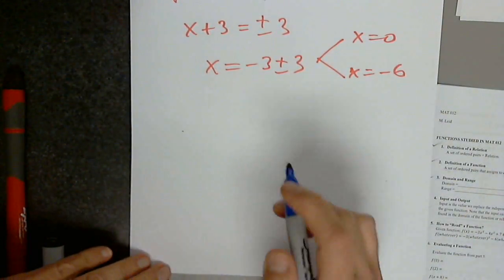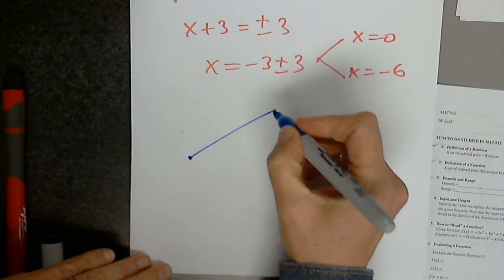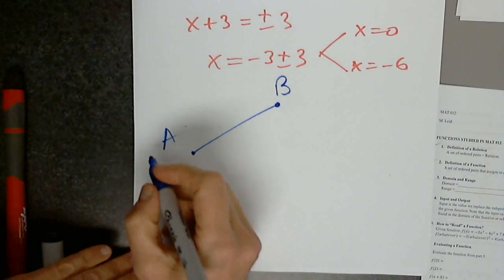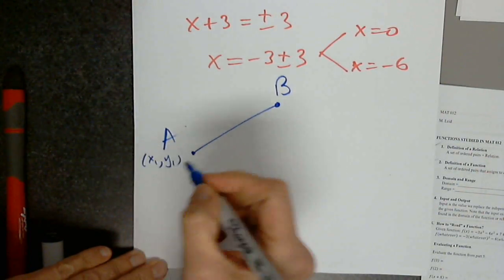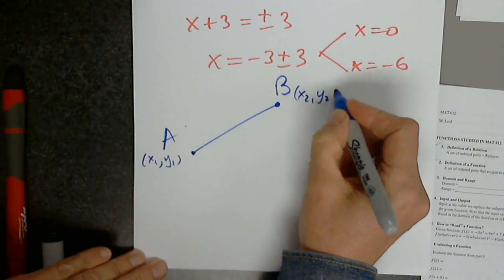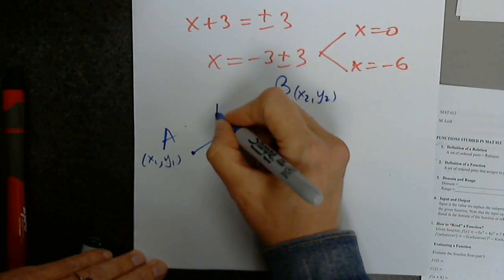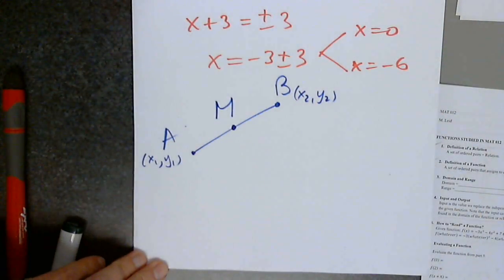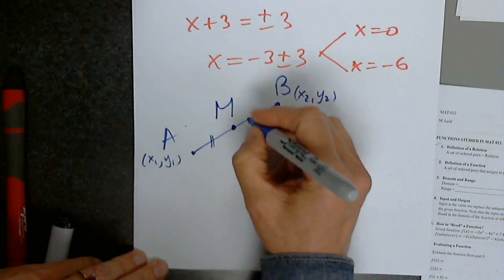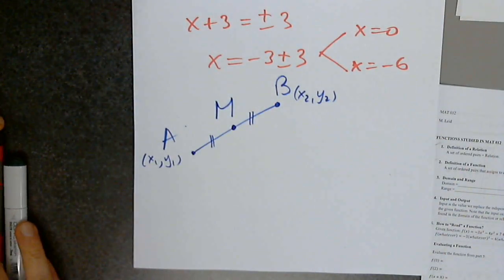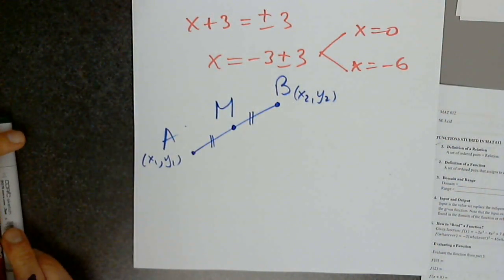So what is the midpoint? Let's suppose we have this line segment between A and B, of course, x1 comma y1 and x2 comma y2. And this point right here is called the midpoint because it bisects the segment, or divides it into two equal parts.